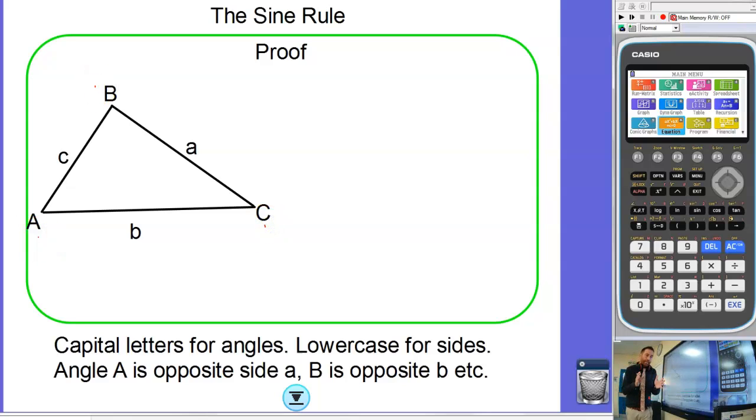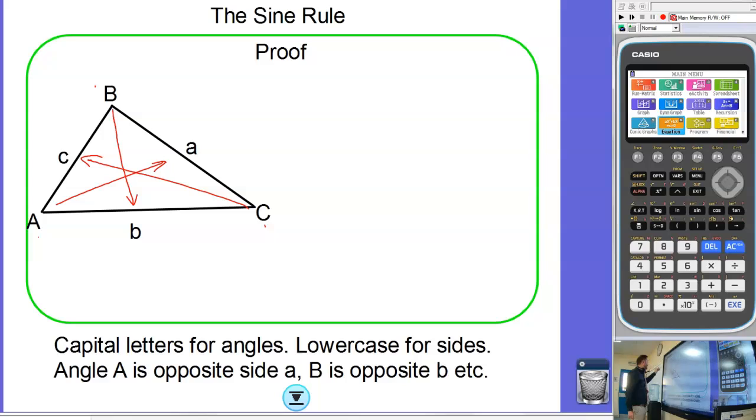And then opposite each of those letters, so opposite the capital letter A, I put a little letter a for the side a. Opposite the capital letter B, I put a little letter b for the side b, and opposite C is side c. Okay, so we've got three sides and three angles, A, B and C, and little a, b and c for the sides. Capital letters on the vertices, or the corners, and little letters on the sides. Now, choosing which one is A, B and C is quite a useful thing to do.